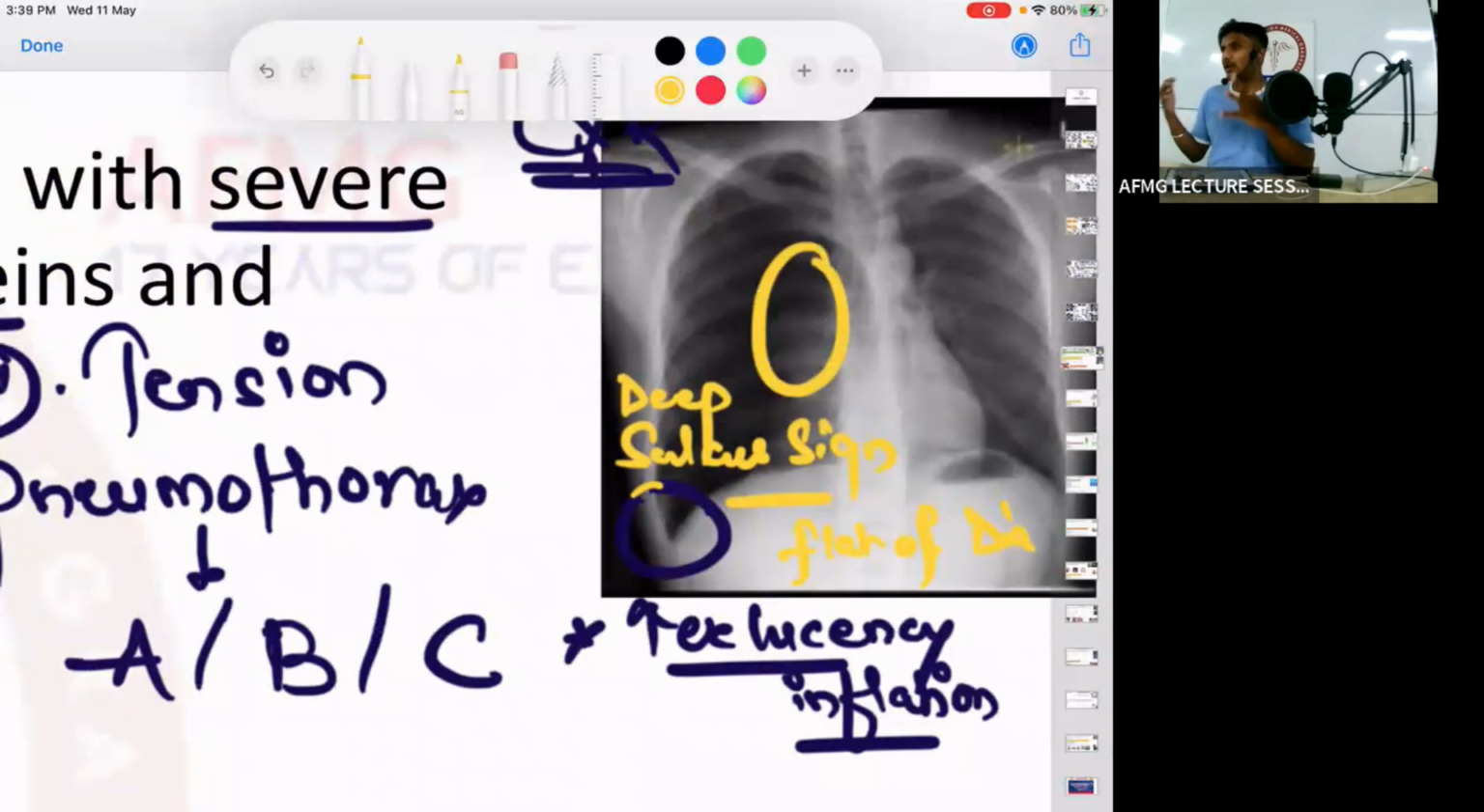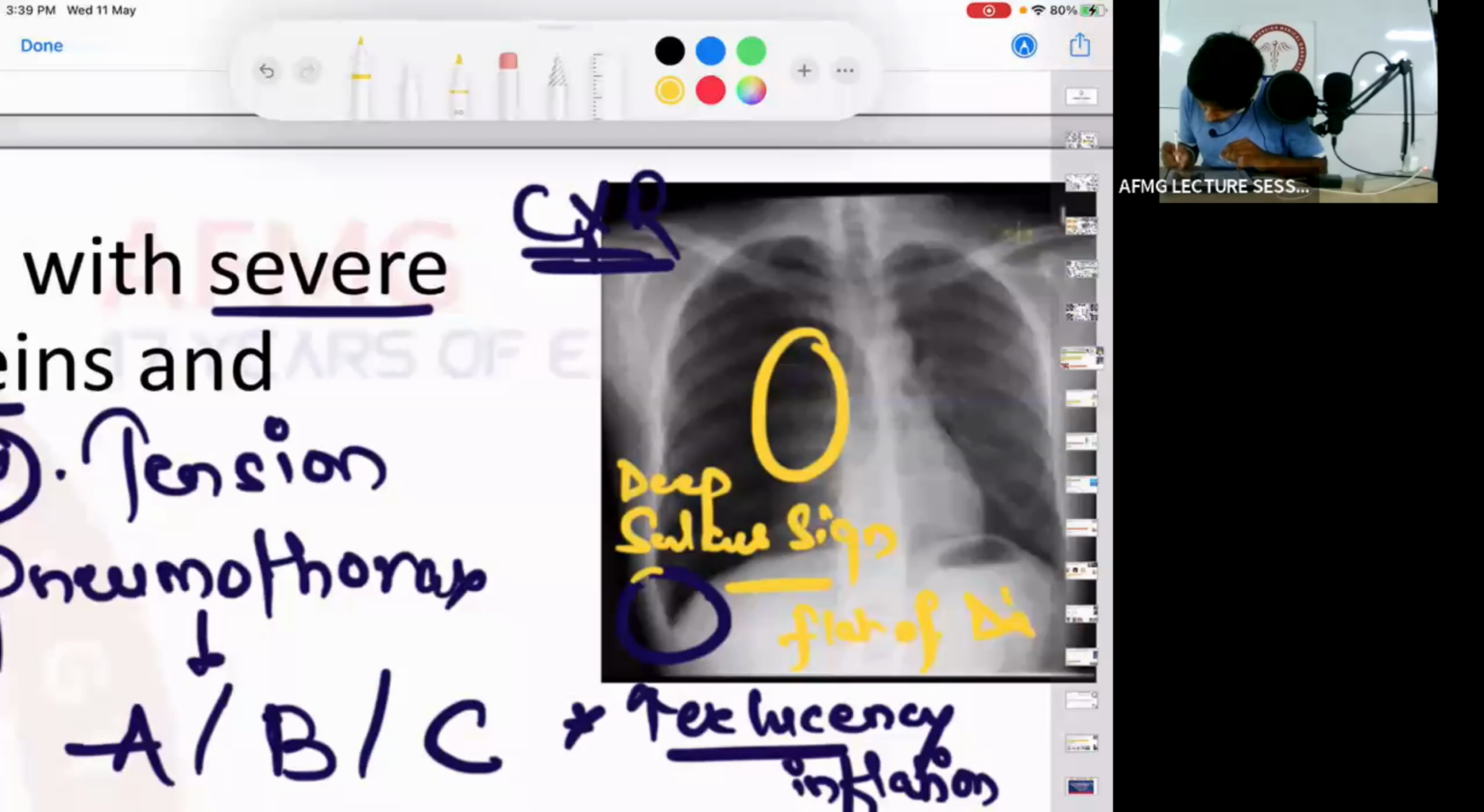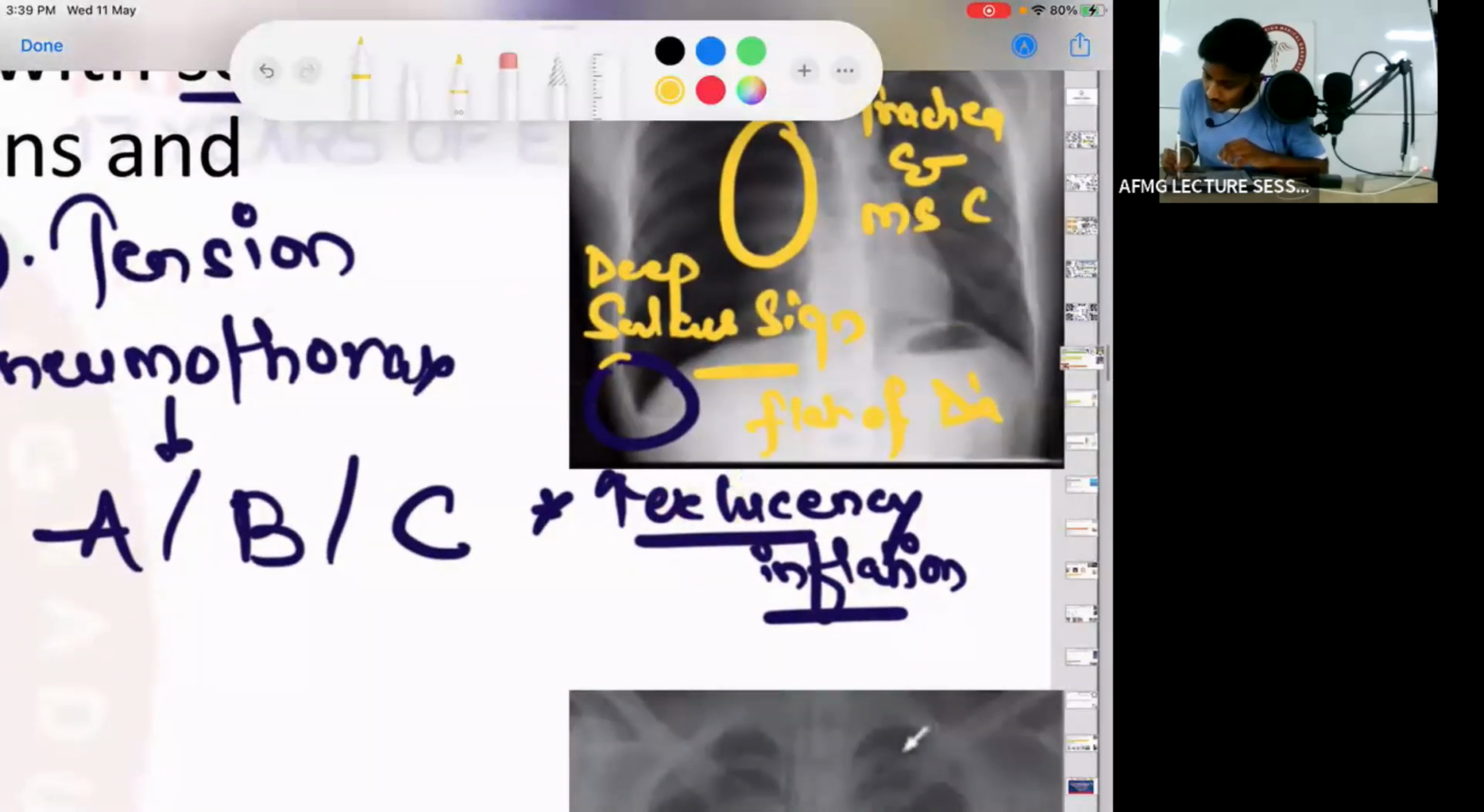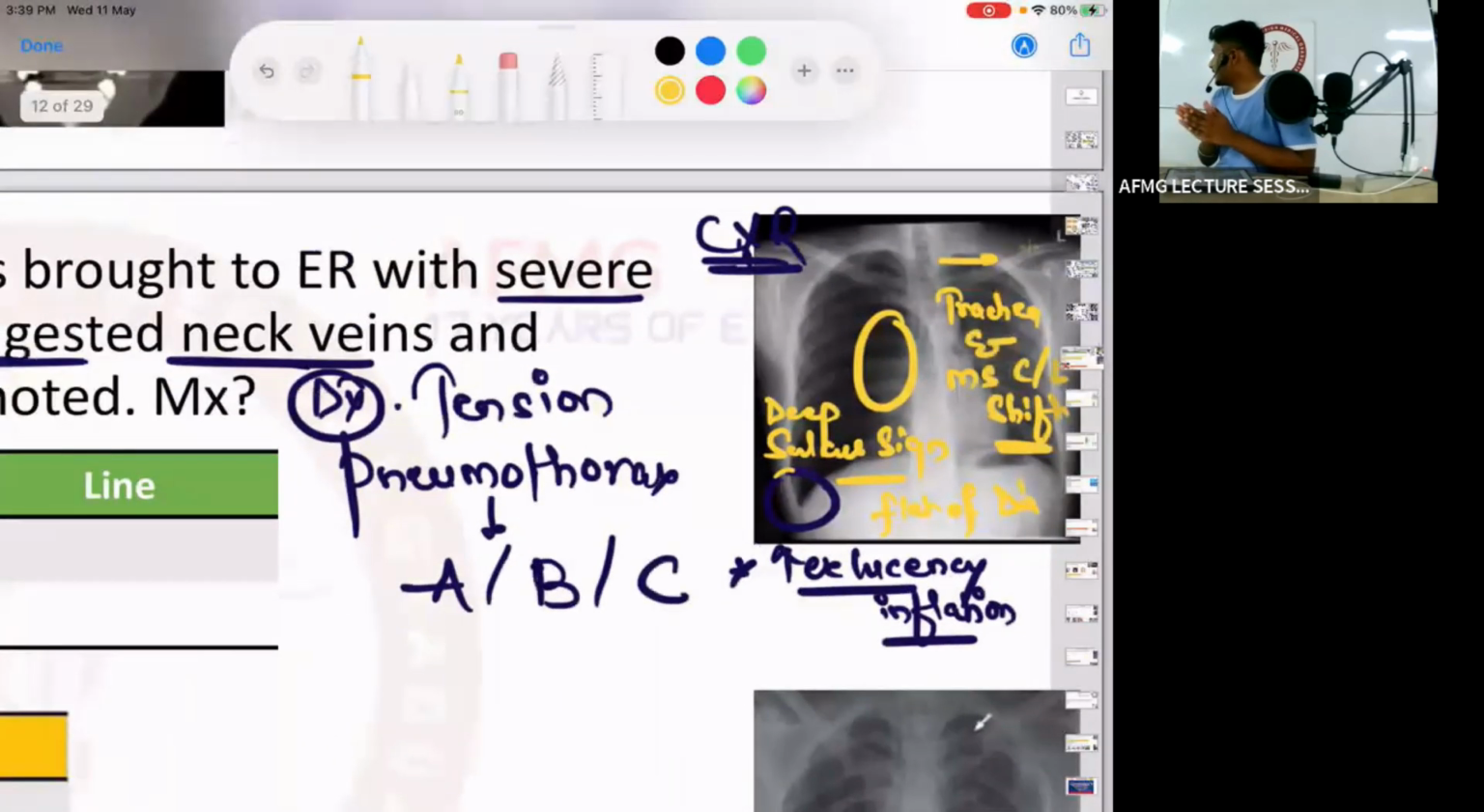And due to this increased pressure on one side, the trachea and the mediastinum are showing contralateral shift. No issues with this. Important चीजें, X-ray पे जल्दी. In an X-ray of tension pneumothorax, first would be hyperlucency or hyperinflation. Second, deep costophrenic angle showing deep sulcus sign. Third, due to hyperinflation, there would be flattening of the diaphragm due to excess air.